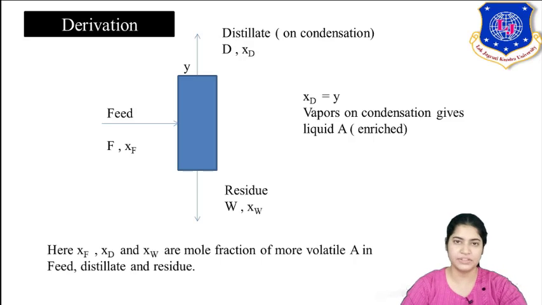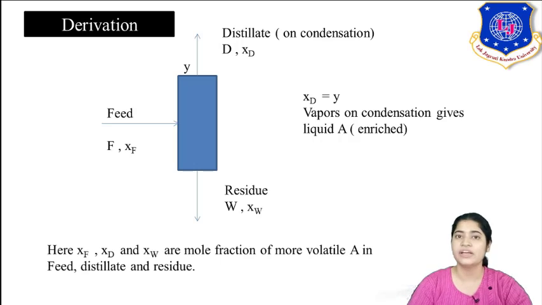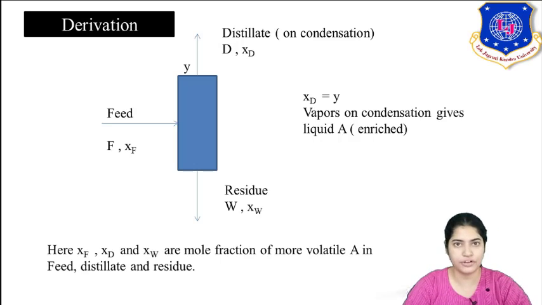Now let's move on to the derivation part. Here certain notations are given. For example, the feed: my molar flow rate of feed would be a mixture of A plus B. So I am denoting the molar flow rate of feed as F. So what is XF?